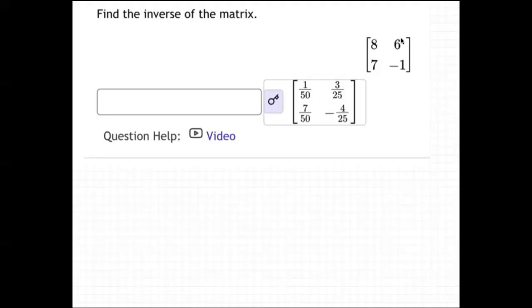Welcome to an example in which we're finding the inverse of a matrix. And notice this is a 2 by 2 matrix, because it's 2 rows down and 2 columns across. So how do you find the inverse? The inverse, which is the opposite of a 2 by 2 matrix. Well, I'm going to show you two ways: the hard way by hand, and then the easy way using technology.